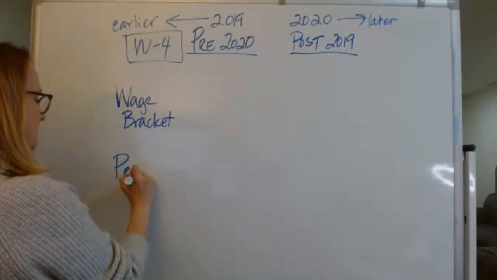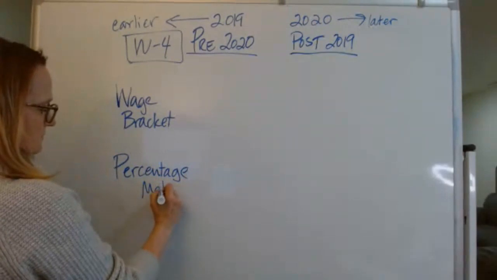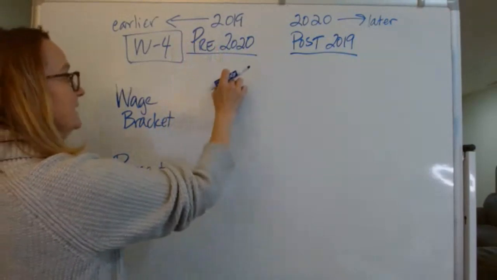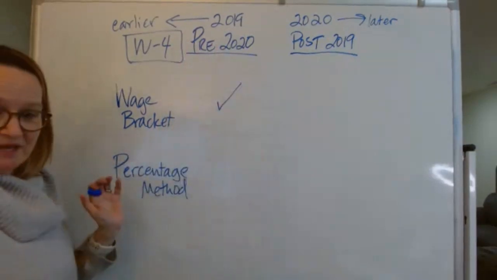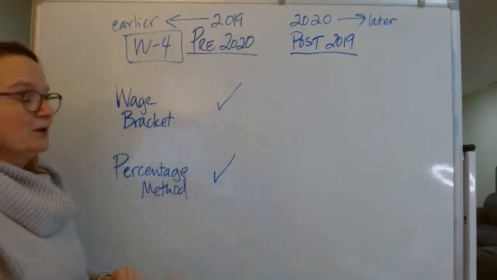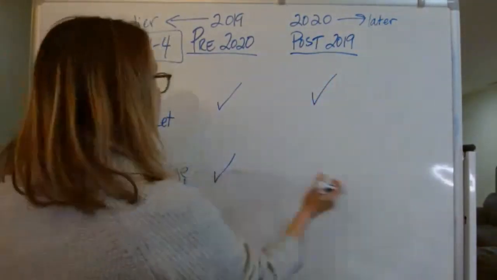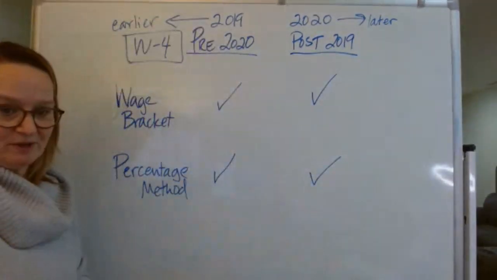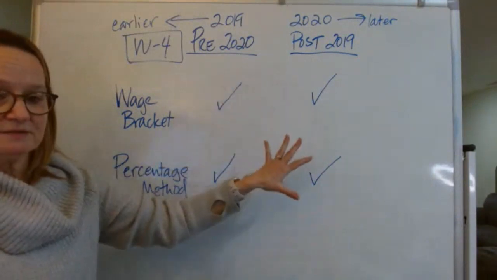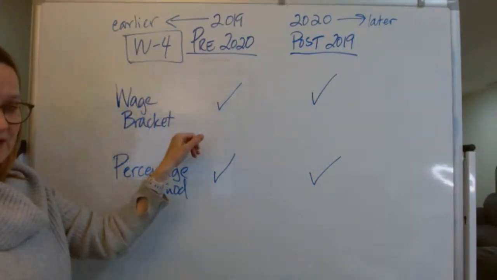And we've got what's called the percentage method. And we have a pre-2020 wage bracket method. We have a 2020 percentage method. We have a post-2019 wage bracket method, and we have a post-2019 percentage method. So we've got 4 different methods based upon the form that's being used and the method that we have to use.